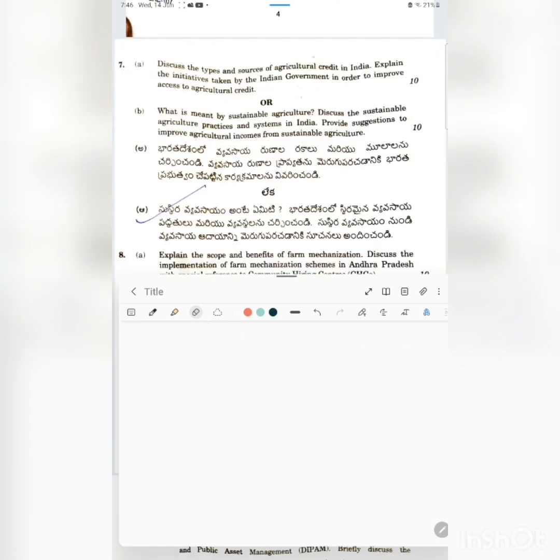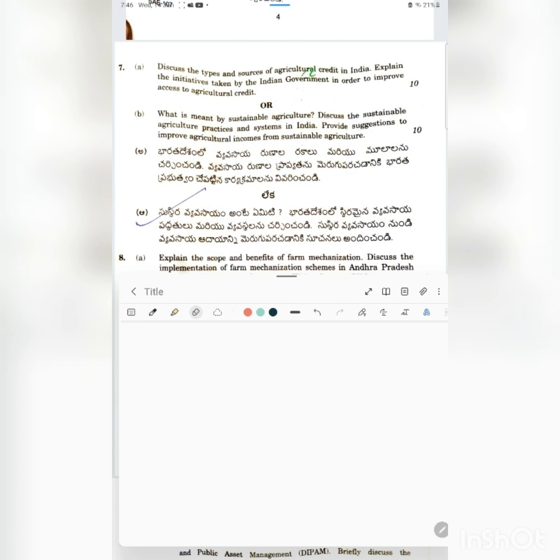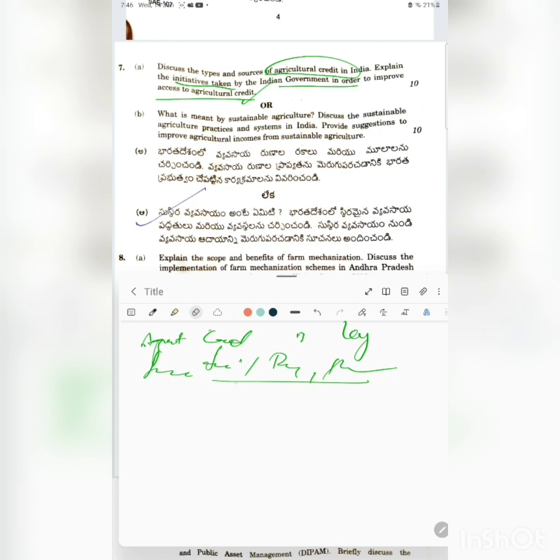Next, the 7A question: discuss the types and sources of agriculture credit in India and explain the initiatives taken by the Indian government in order to improve agriculture credit. What you need to do is write a simple basic introduction: timely agriculture credit is key for doubling farmers' income, productivity and production. Then you can also write about the types of agriculture credit. So I put the heading types of agriculture credit in India.